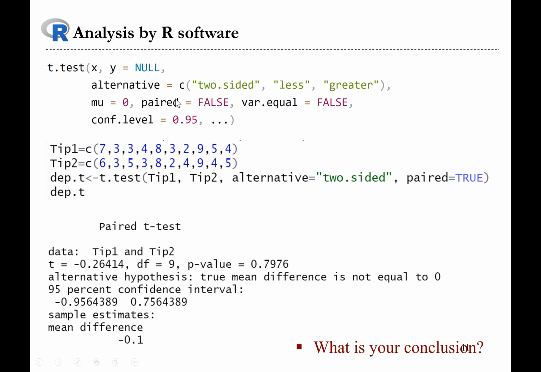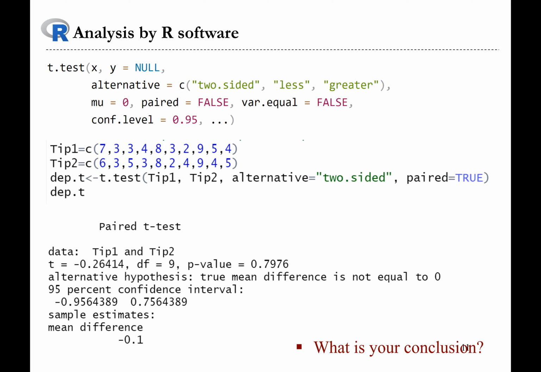You can make it paired or not. The default is false, which means the two samples are independent. But you can change it to be dependent by making this one true. And var.equal can be false or true. Confidence interval you can change, and so on.